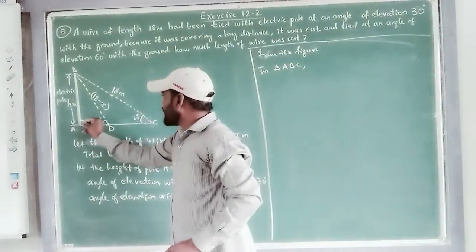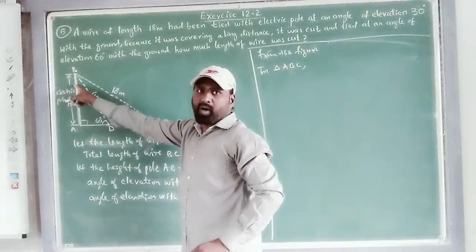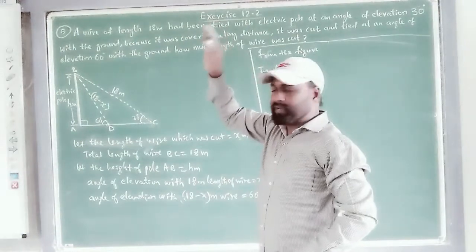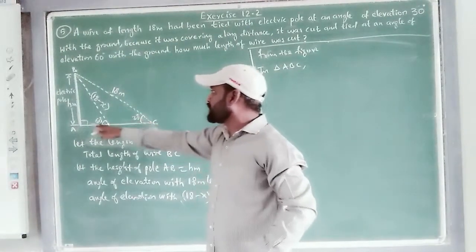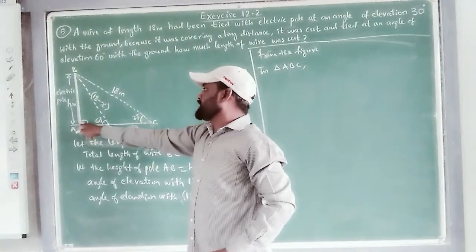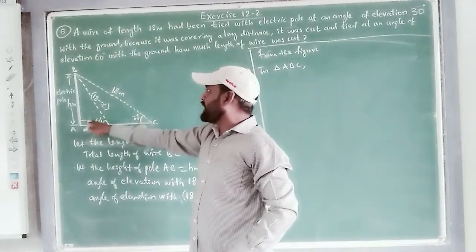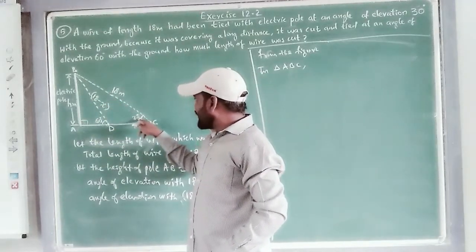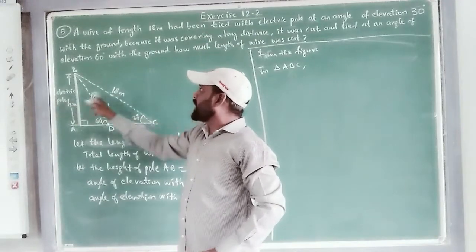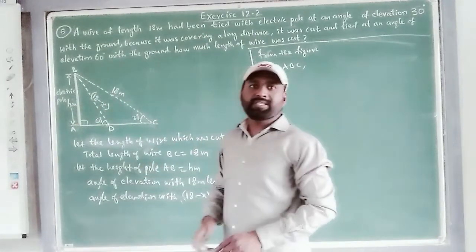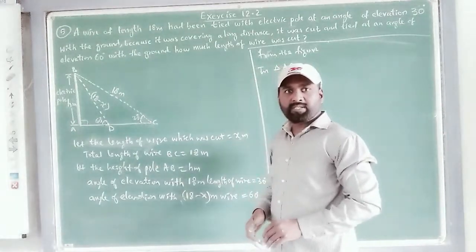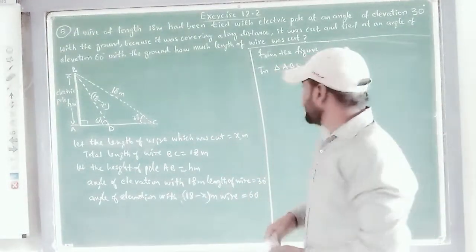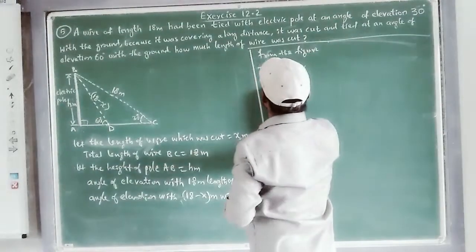How can you say it is a right angle? Because an electric pole is always erected at 90 degrees, perpendicular to the ground surface. So the angle here is 90 degrees. The opposite side to the right angle is always the hypotenuse. So with respect to this 30 degrees angle, this is the opposite side, this is the hypotenuse. Opposite side to theta by hypotenuse is sin theta. So the sin ratio we are using here.